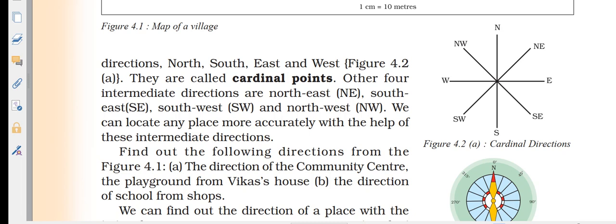So north, south, east, and west are called cardinal points. And the other four intermediate directions are northeast, southeast, northwest, and southwest. We can locate any place more accurately with the help of these intermediate directions.